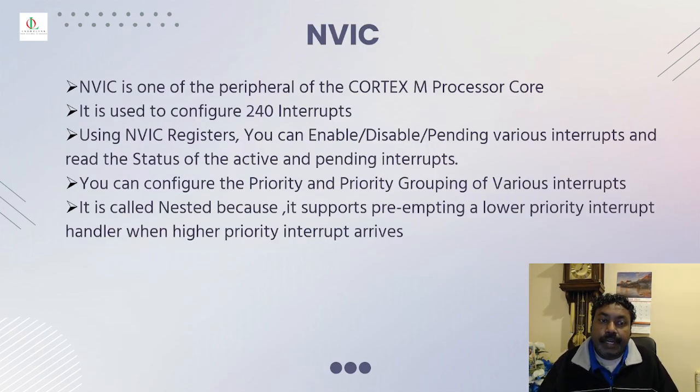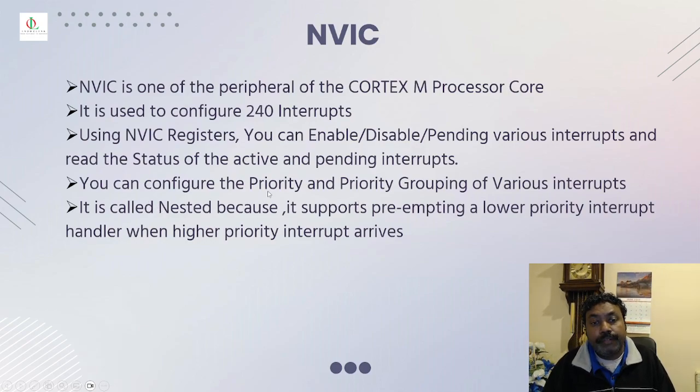And as you know, NVIC is one of the peripherals of the Cortex-M processor core. It is used to configure 240 interrupts, whereas in this case, we are learning STM32F411, which has only 82 interrupts. So using these NVIC registers, you can enable, disable, or put into pending mode the various interrupts that occur, and read the status of every active and pending interrupt. It depends upon the registers you are using. You can set all of these different statuses of those interrupts.